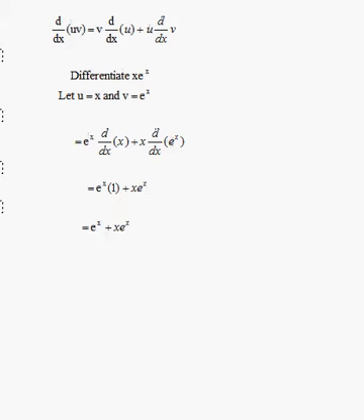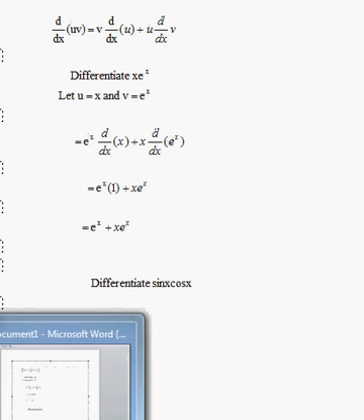And let's solve another problem. Let's say we have to differentiate sin x cos x. Okay, so you see we have two different functions, sin x and cos x, which are being multiplied, so the product rule would apply. So let's solve this.